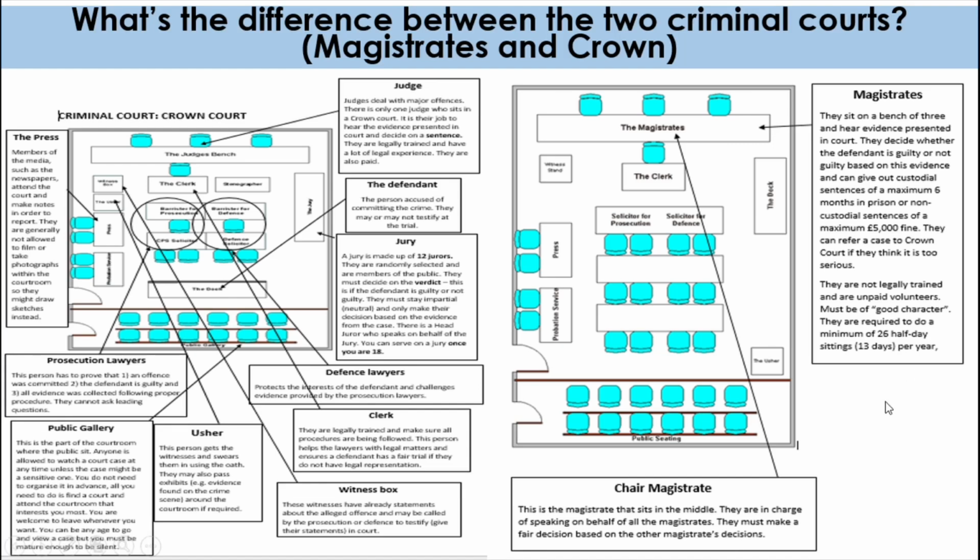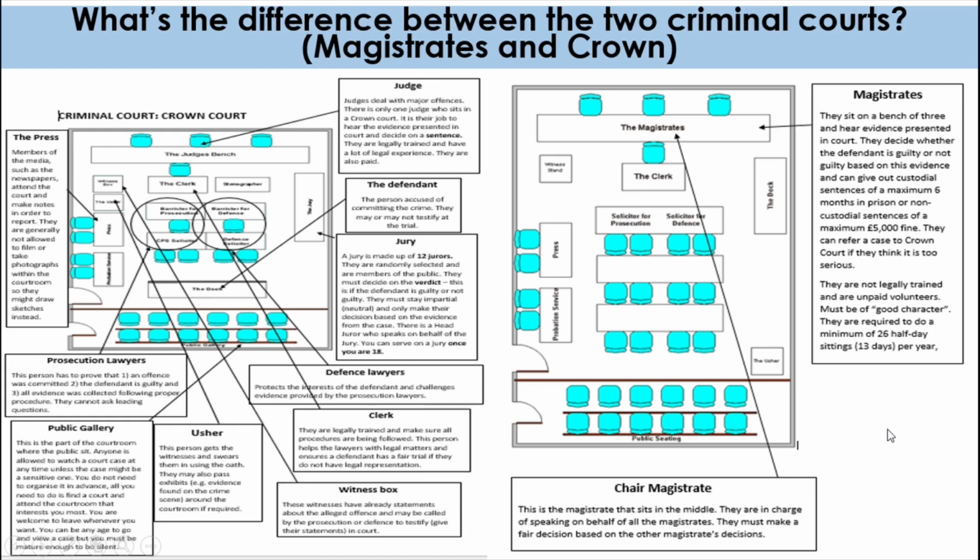Another key difference between the Magistrates Court and the Crown Court is that in the Magistrates Court there is no jury. A judge and jury only exist in the Crown Court. As mentioned earlier, in a Crown Court, more serious crimes are tried, whereas in a Magistrates Court, it's the less serious crimes that are tried.